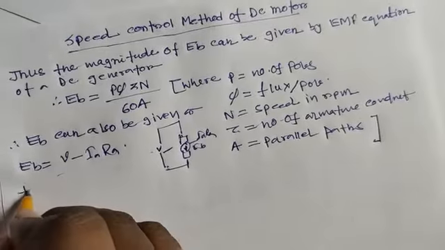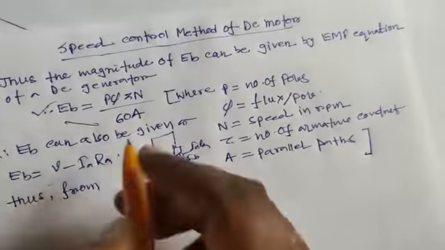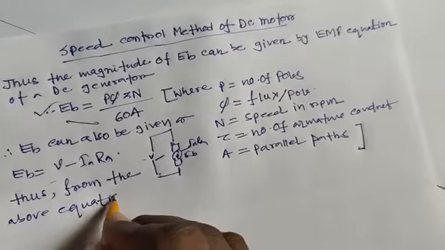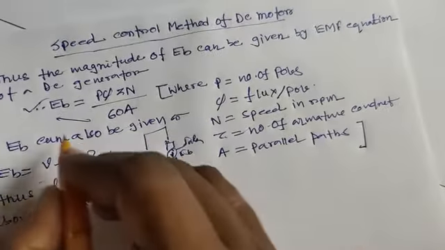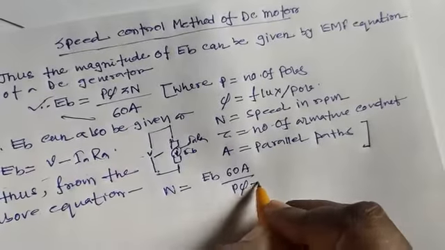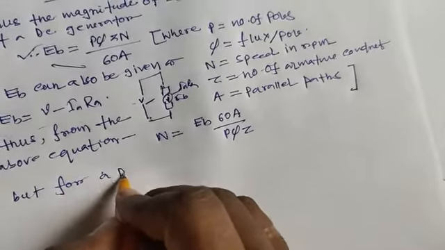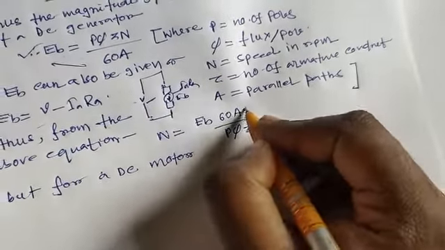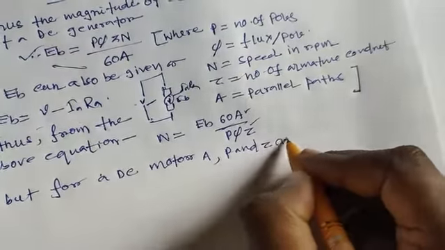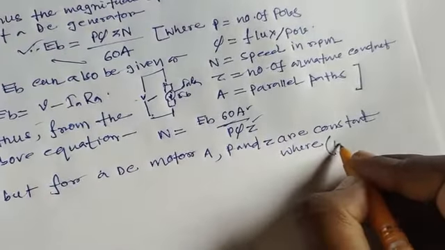Thus from the above equations, N is equal to EB 60A by P phi Z. But for a DC motor, A, P and Z are constant. Let K be the constant.